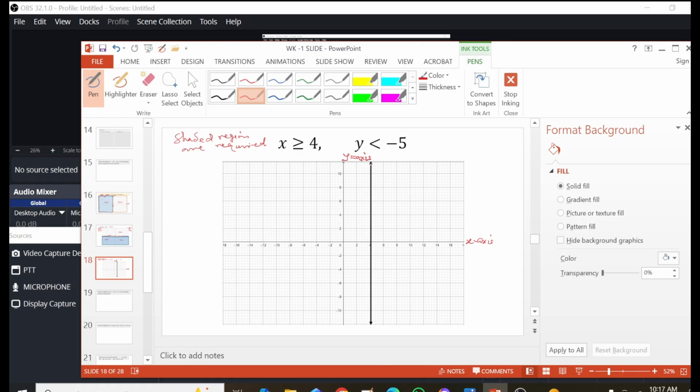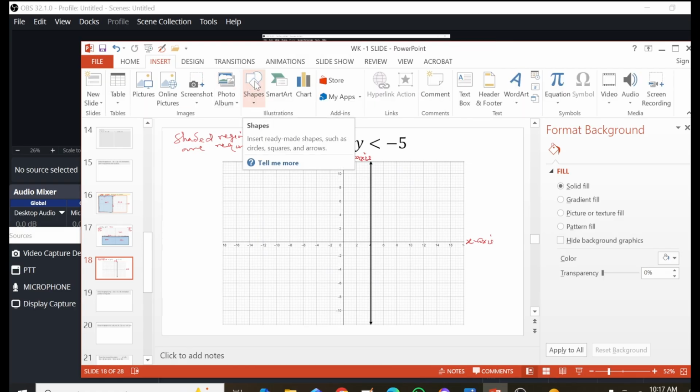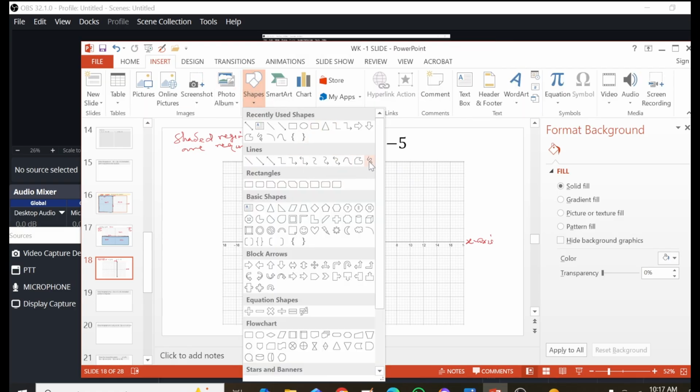So now the shaded regions are required. I need the part that is greater than 4. Greater than 4 means anything above this. Look at it from here: 6, 7, 8, 9, 10. They are all greater than 4. That means the part I will shade now is that part. So let's see how we shade that part.